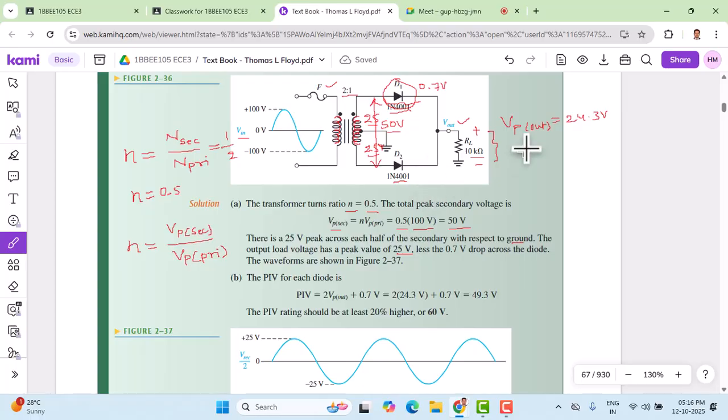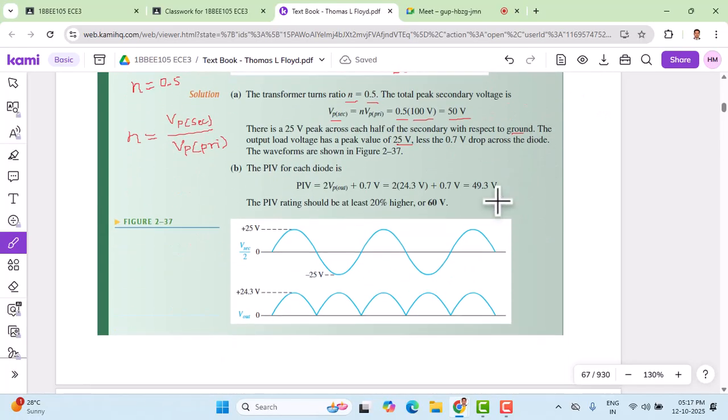So now based on this, we can draw the waveform. As you can see here, this is the waveform drawn. Across each half of the transformer winding, you can see the signal goes to 25 volts peak starting from 0, with the upper part at 25 and minus 25. That is the signal at each half of the transformer secondary winding. Now at the output, the signal goes up to 24.3 volts, as we have shown already.